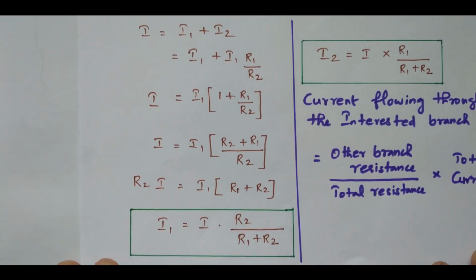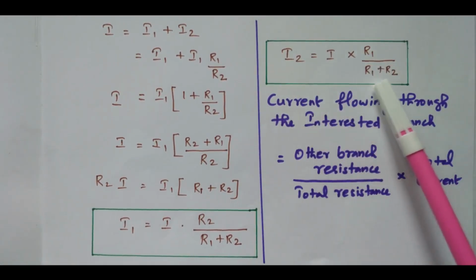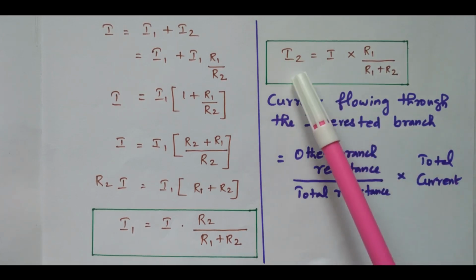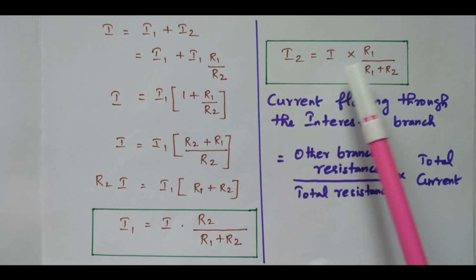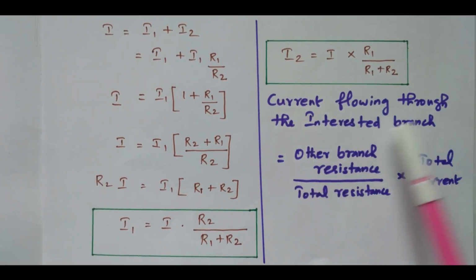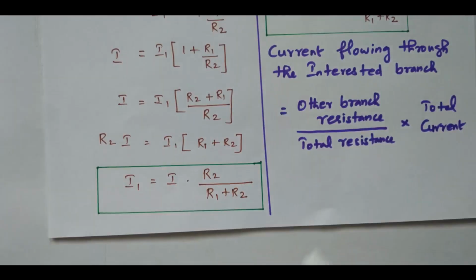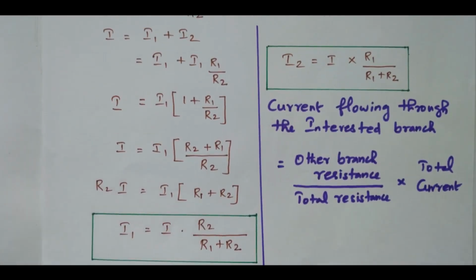Similarly, we can find the I2 value. So I2 equals I into R1 divided by R1 plus R2. The current flowing through resistor R2 equals I into the other resistor R1, divided by R1 plus R2. So in general we can say the current flowing through the branch of interest equals the other branch resistor divided by the total resistor, multiplied by the total current. Only this will be changed: the other branch resistor, whereas in the case of voltage it is the same branch resistor. Now we'll solve the problem.